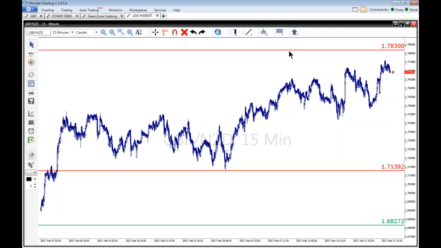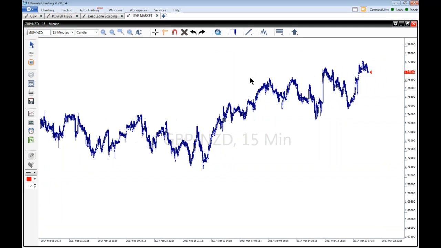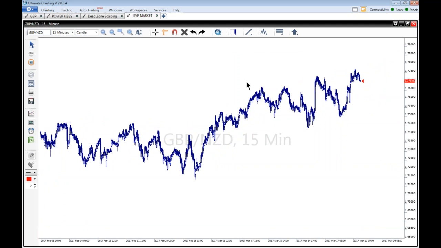some lines, I've done all sorts of cool stuff here, but ultimately what you have to realize is that on the 15-minute time frame, I'm going to delete all these lines for a moment because I'm going to focus in on the dead zone scalping methodology.